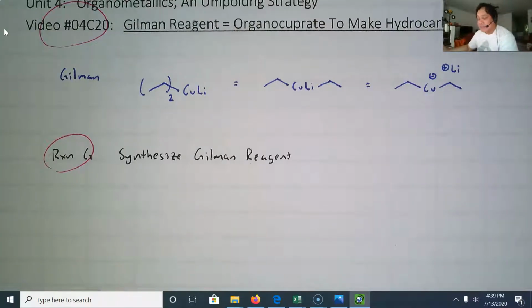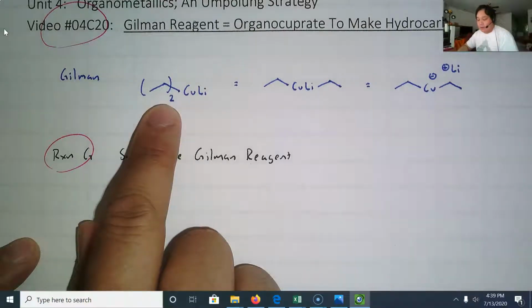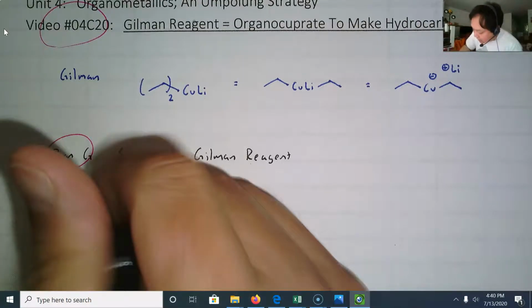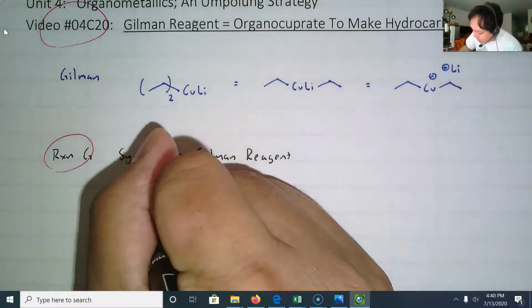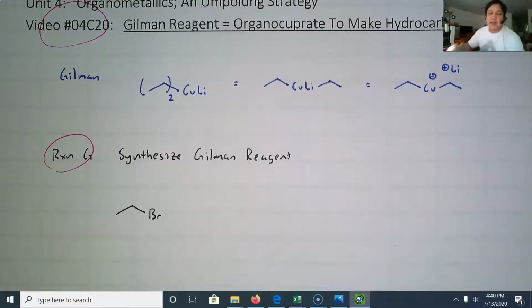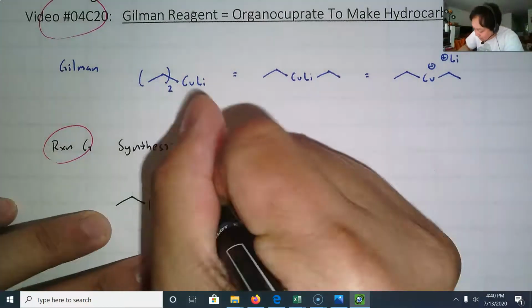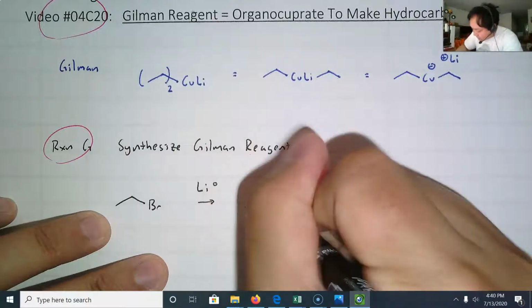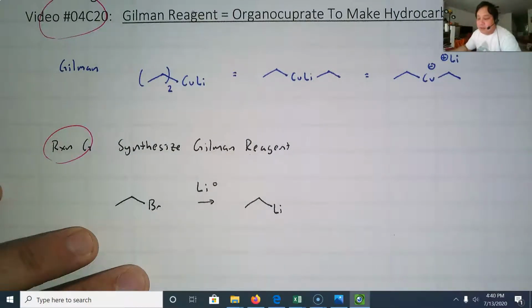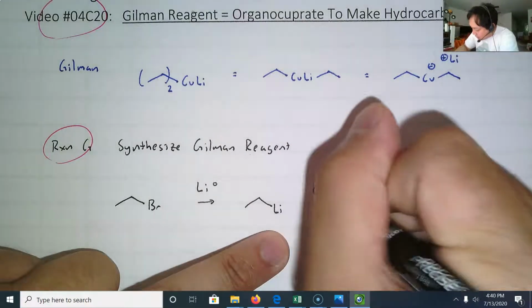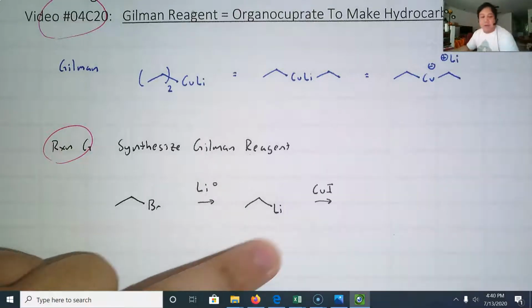You're going to synthesize the GILMAN reagent from an alkyl halide. Take a look at our example here. So let's make that one. Let's take an alkyl halide that has two carbons, either chlorine or bromine, and we are going to convert it first to an organolithium. And this one you know already. Next, we are going to add copper iodide. And that's how you form the GILMAN reagent.